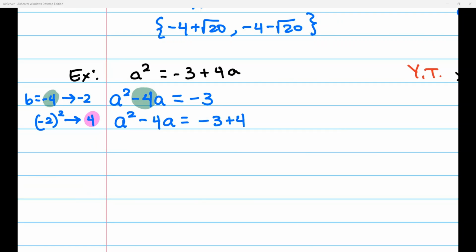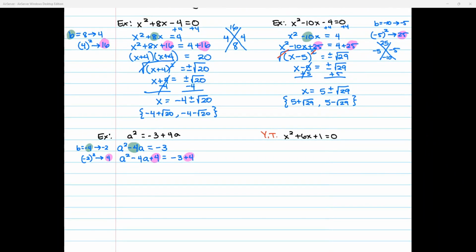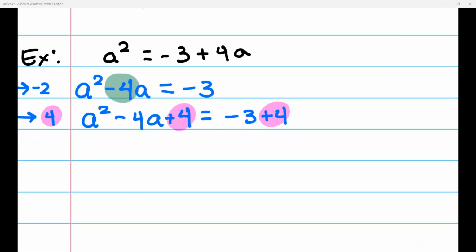Whoa, wait. I did not add the 4 to both sides. I just added it to the right. I did not add it to the left. What is going on there? And actually, here's the magic number that I added. Oh, I did do it on the other ones. I just forgot to do it on this one.